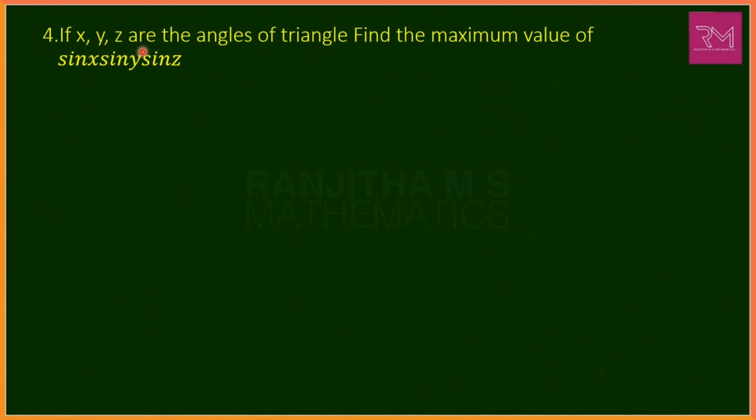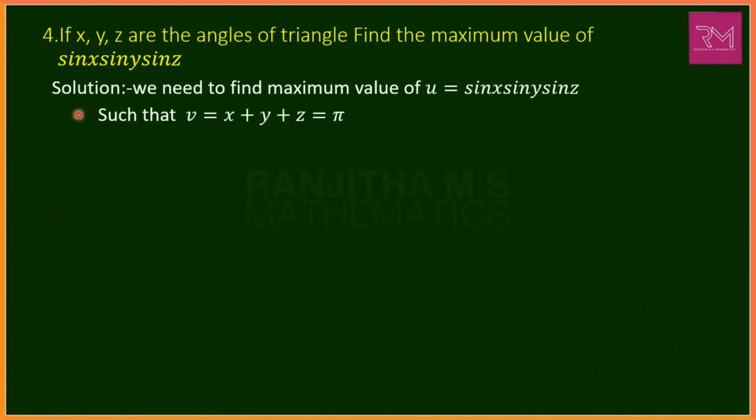Here is another problem. If x, y, z are the angles of a triangle, find the maximum value of sin x into sin y into sin z. First, take the given problem, that is, first you have to take the solution. Here we need to find the maximum value of sin x into sin y into sin z. We have to find the maximum value for the function, this is our u, such that x, y, z are the angles of the triangle. That means the angles of the triangle are given by x plus y plus z, which is equal to pi. So this is our v. This condition is our v, and we need to find the maximum value for the function, this is our u, sin x into sin y into sin z.